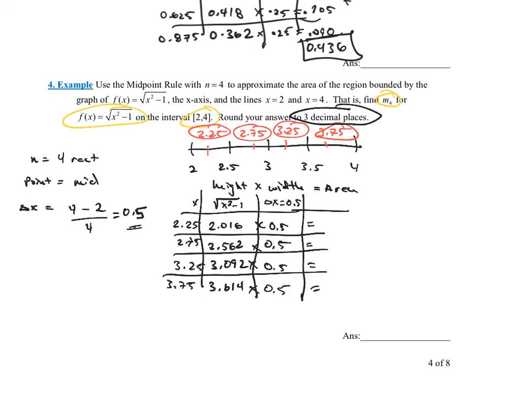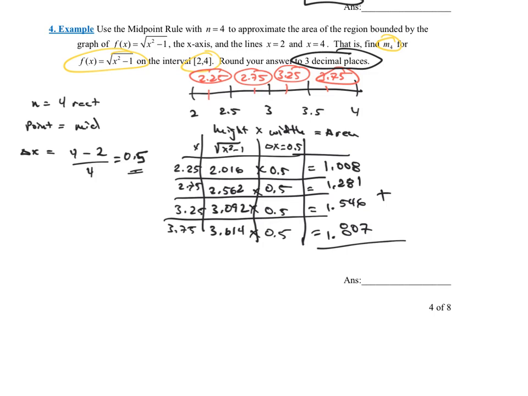I'm going to take that height and multiply it times 0.5. Let's see what we get as the area rounded to 3 decimals. I'm getting, and please double check my math, 1.008, 1.281, 1.546, and 1.807 when I multiplied each one of those times that 0.5. So that's the area of the 4 rectangles. Adding those together, please double check my math. I'm getting 5.642.